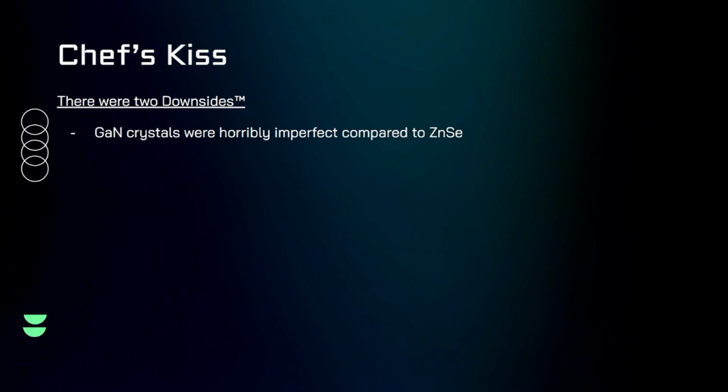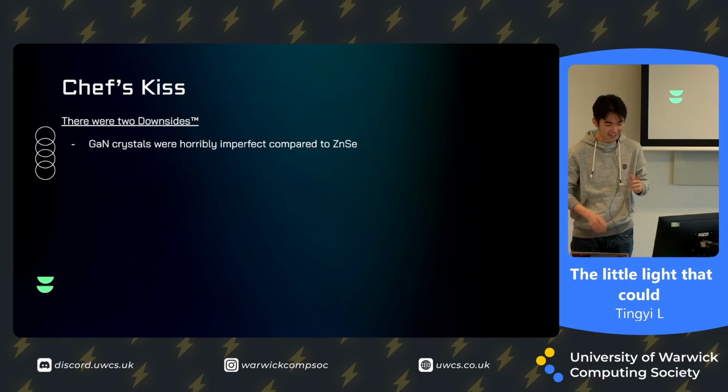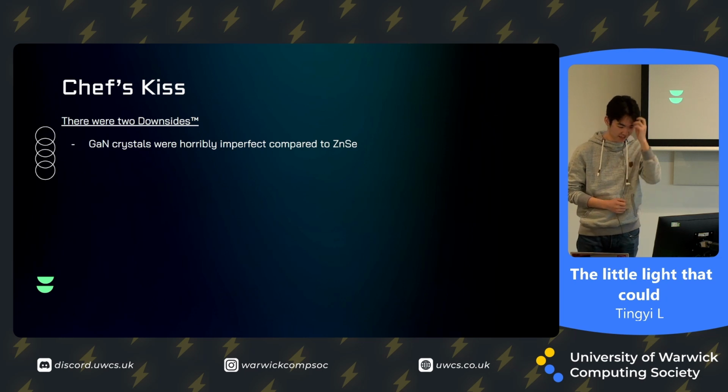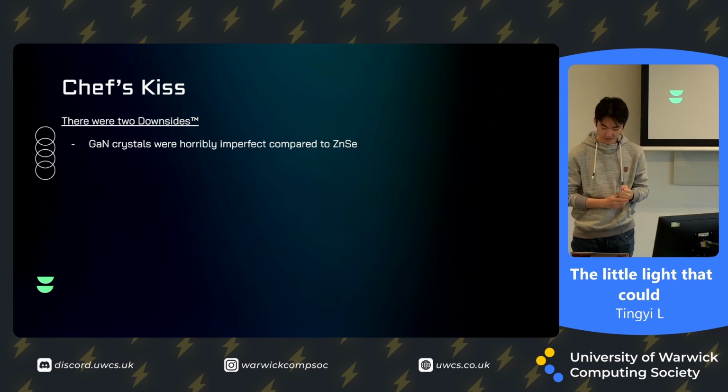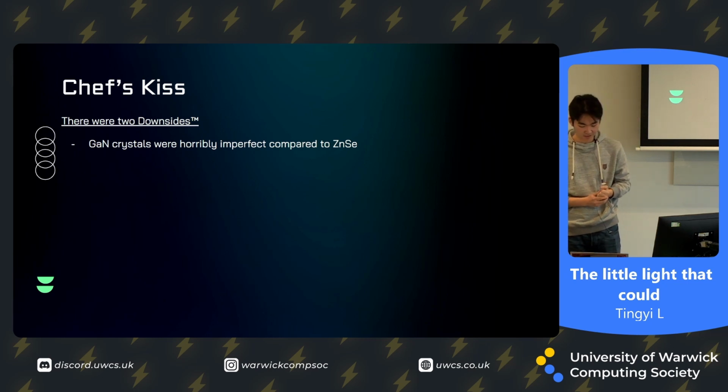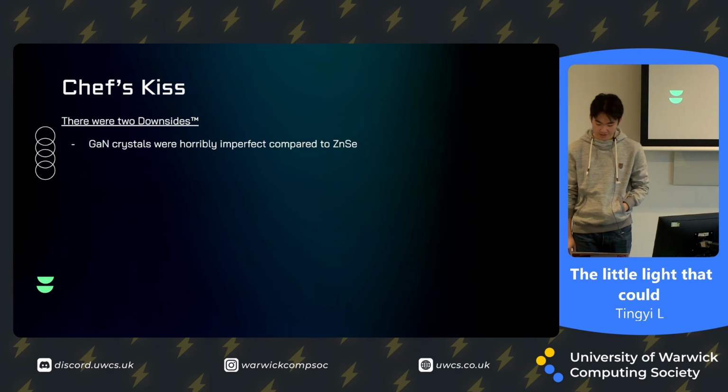There were two downsides to this rather unfortunate gallium nitride thought, one of which was that gallium nitride crystals were horribly imperfect compared to zinc selenide. They had about 10 billion imperfections per square centimeter when grown on a sapphire substrate, compared to zinc selenide, which was perfected to about 1,000 per square centimeter. Imperfections obviously led to lower efficiency and light being released that essentially wasn't blue.